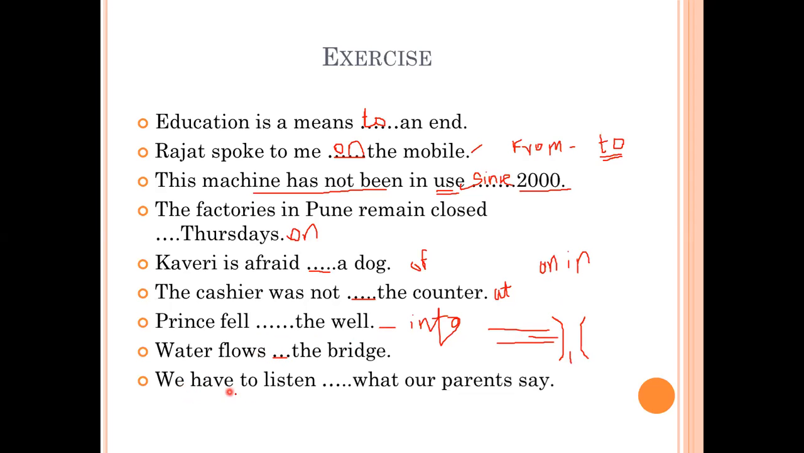Last one: we have to listen dash what our parents say. For, to. Listen to. The phrase is listen to. So therefore, to is going to be right.